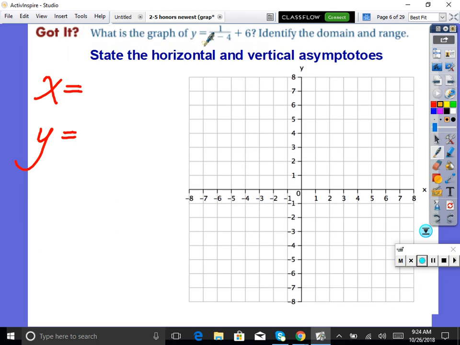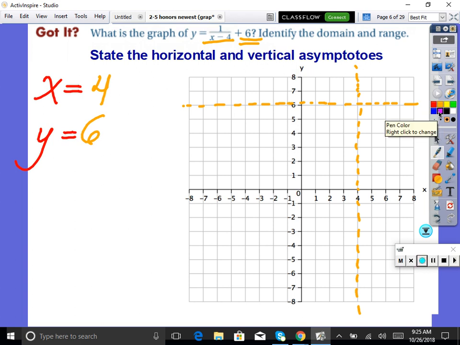Okay, let's look at this one. Tell me, what is my vertical asymptote? X equals what? 4. So the first thing you do is take your highlighter, go to 4, and you would graph your asymptote with your highlighter. Then you would say, okay, my horizontal asymptote is at 6. So then on your graph, you'll highlight there as well. Then from there, you could plot x, y points.